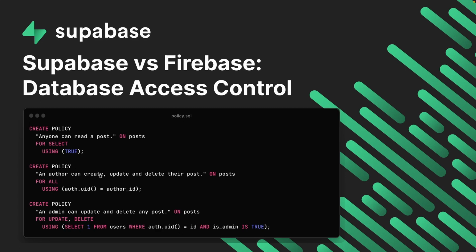Then we want an author to be able to create, update, and delete their post. And we do that by checking if the logged in user, with the auth.uid function, is the author_id. Then we want an admin to be able to update or delete any post. And we can do that by just seeing if the current user is an admin. And the benefit here is we're able to split out this logic rather than having an or statement, so it can live independently and scale as we need.